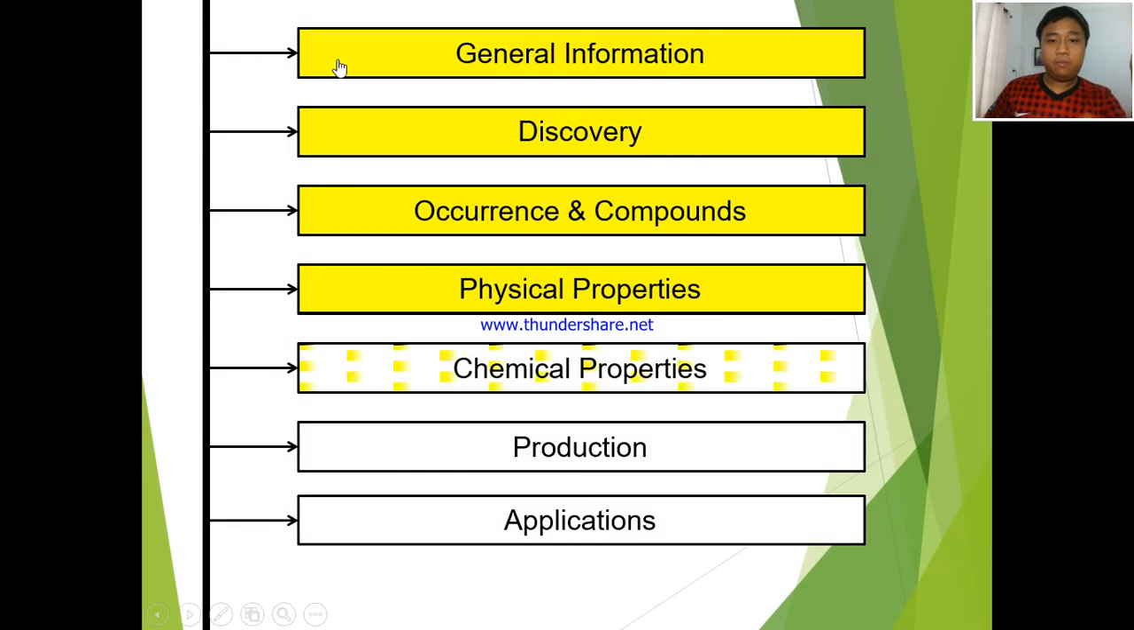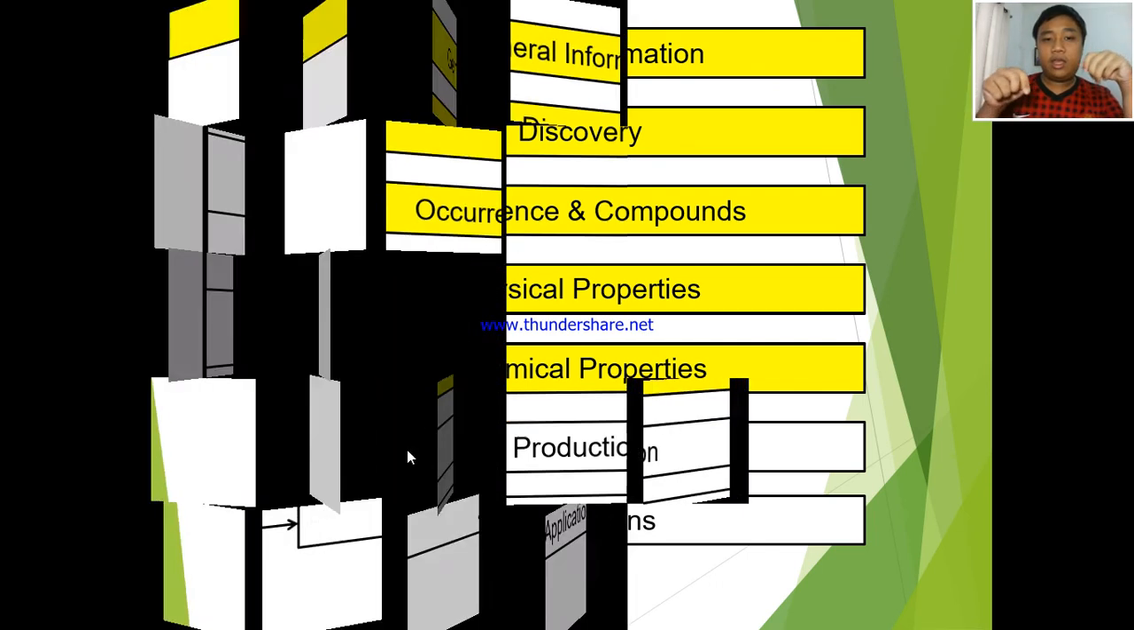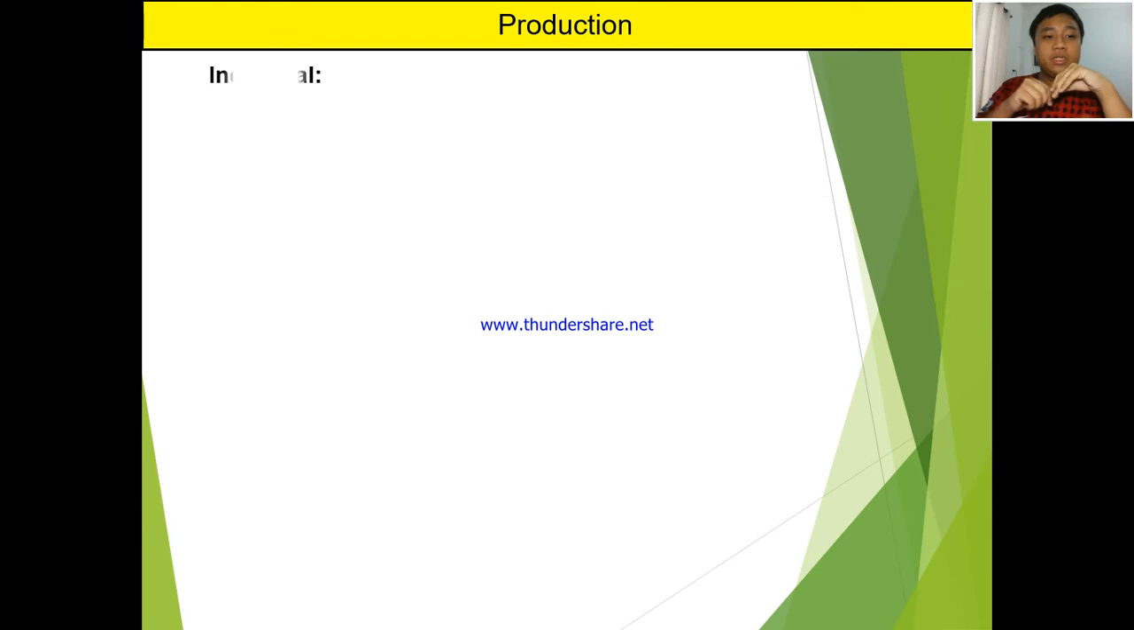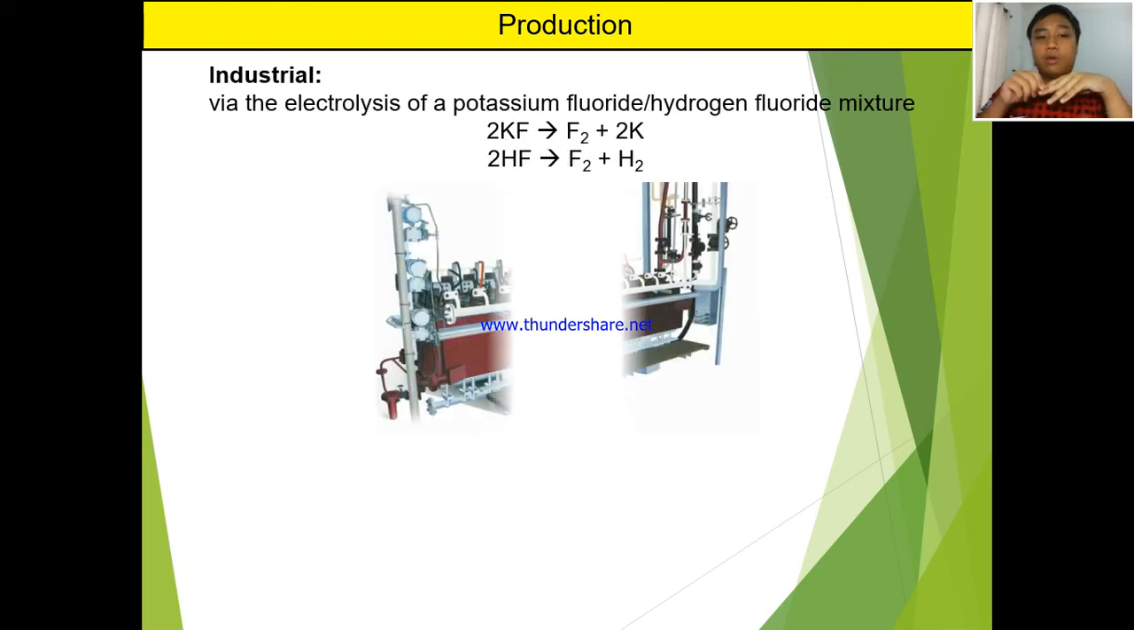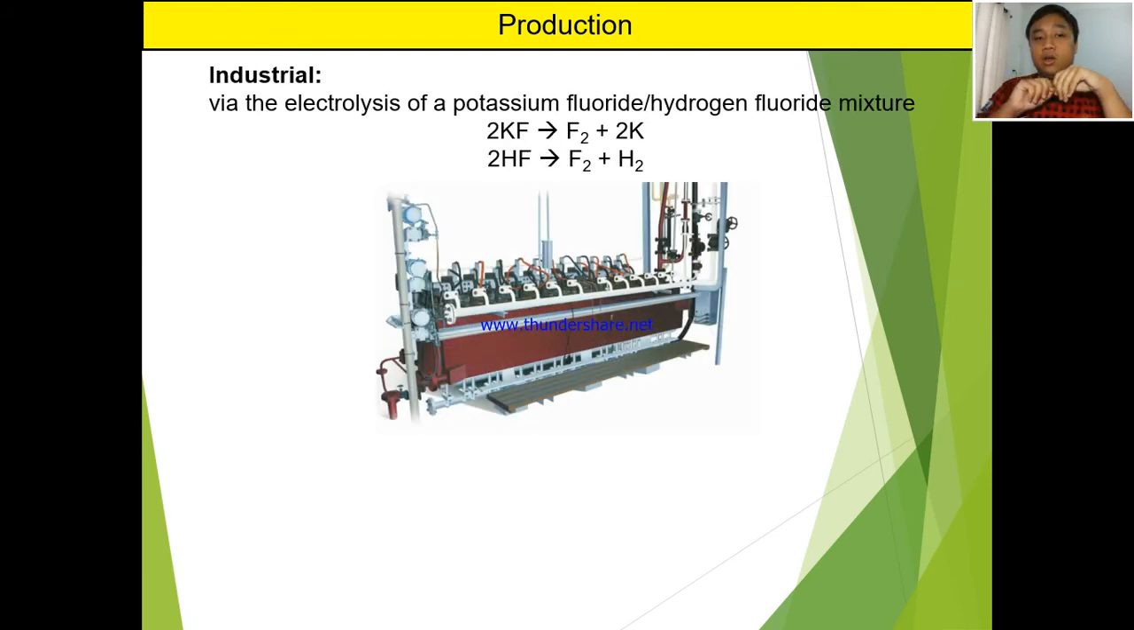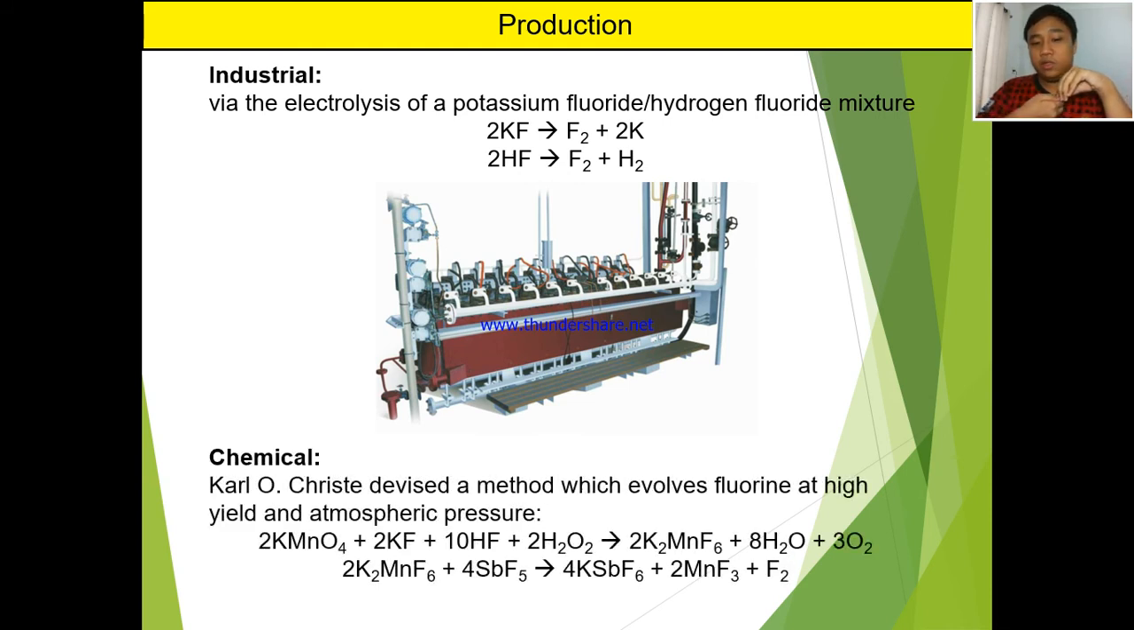So, how to produce such a reactive element? Nowadays, in industry, people still use the way that Henri Moissan used 100 years ago, that is via the electrolysis of a potassium fluoride and hydrogen fluoride mixture. And there are also some other ways to isolate fluorine, like through this chain reaction.